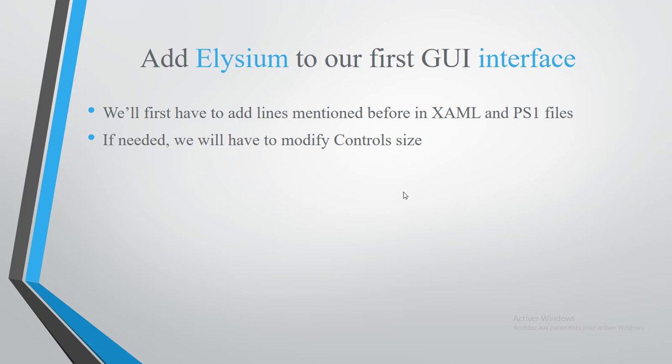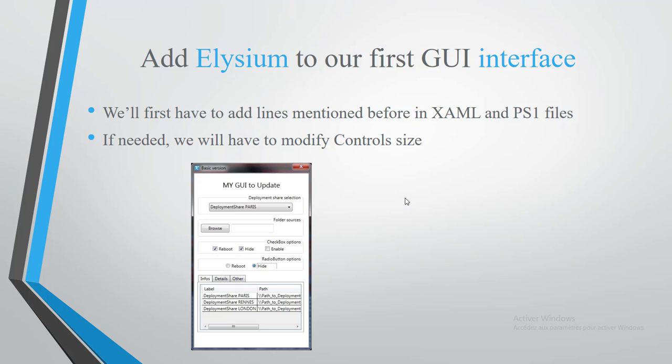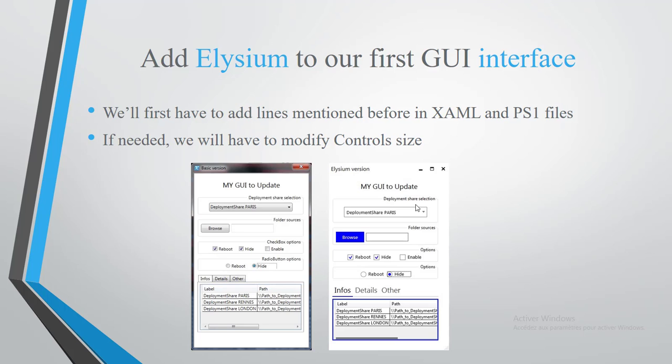Now we will add the Elysium theme to our first GUI interface. See here the first GUI. Then with Elysium, this will give this kind of design, like this. If needed, we have to modify the control size, because with Elysium and MahApps, controls are a little bigger, so you have to modify the control size.